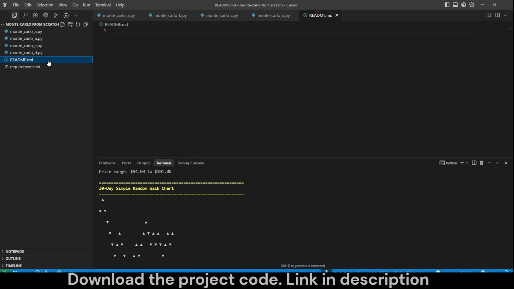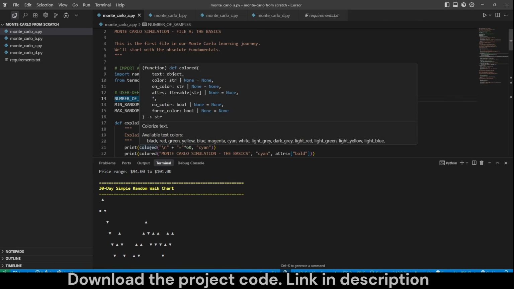This README is empty. I don't think it is really needed. Requirements are pretty simple. So this is it.